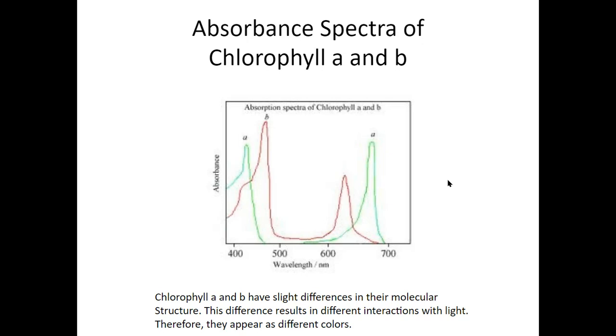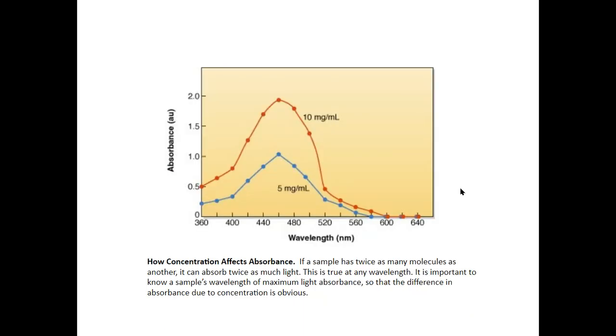So this shows you chlorophyll A and B have slight differences in their molecular structure. This difference results in different interactions with light. Therefore, they appear as different colors. And this is how concentration affects absorbance. If a sample has twice as many molecules as another, it can absorb twice as much light. This is true at any wavelength. It's important to know a sample's wavelength of maximum light absorbance, so that the difference in absorbance due to concentration is obvious.